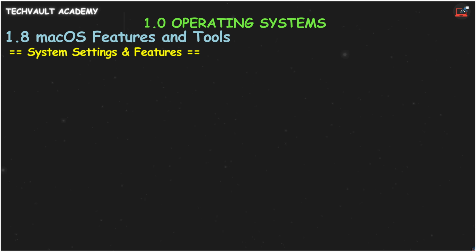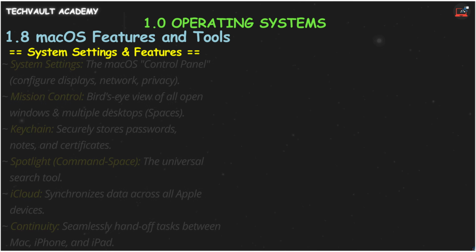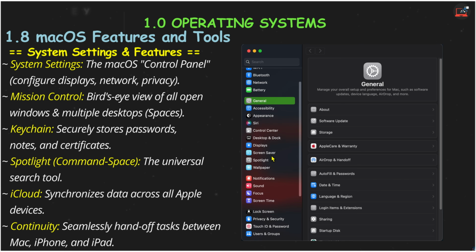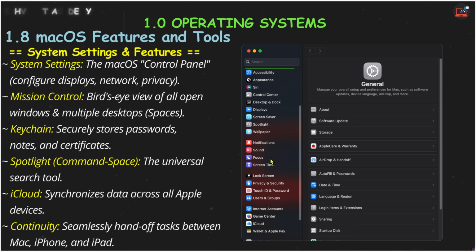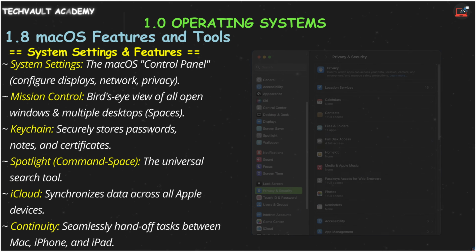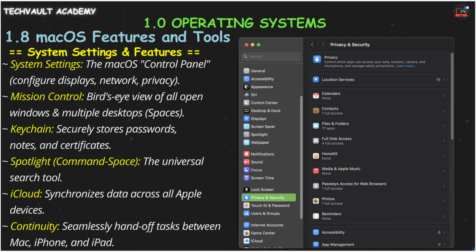Now let's dive into System Settings, the macOS equivalent of the Control Panel. Here you can configure displays, networks including IP, DNS, and DHCP, and printers. The Privacy section is critical. It's the OS's bouncer, forcing applications to ask for your permission before they can access your location, microphone, or camera.